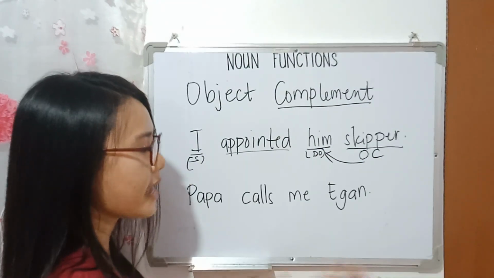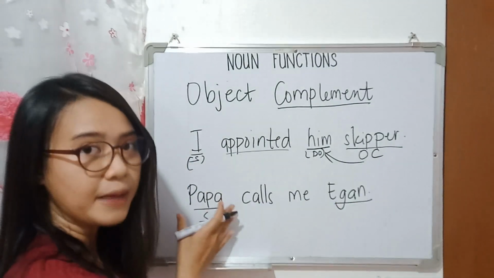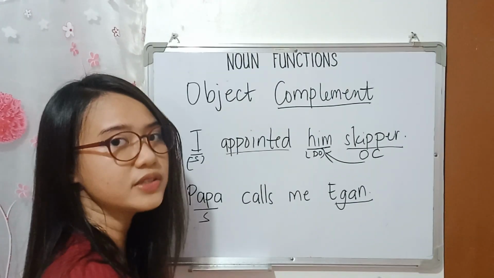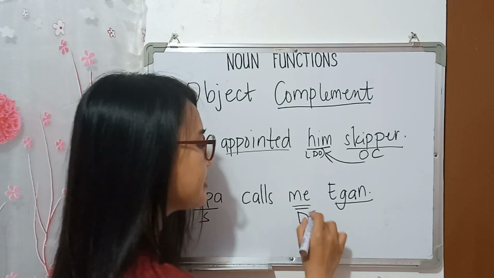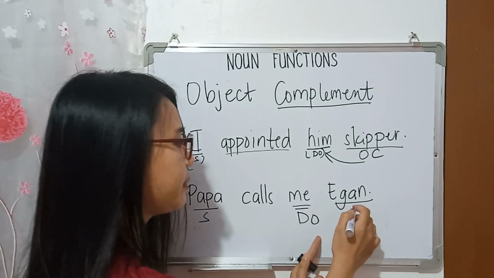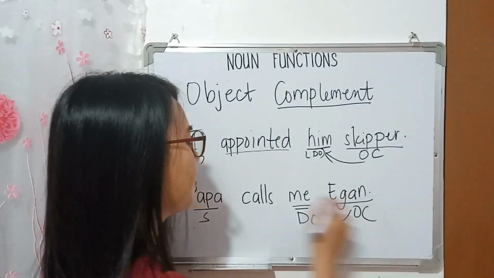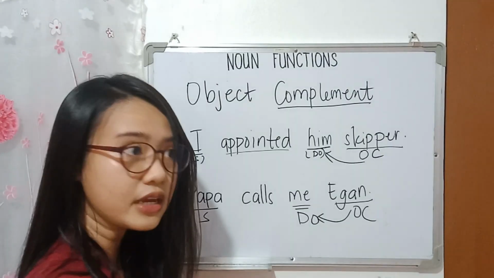Papa calls me Egan. We have here two nouns, Papa and Egan. Papa here functions as a subject. Papa calls whom? Who is called by Papa? Me. But it's not yet complete. This is our direct object. Now to complete the meaning of the sentence, we have here Egan. Papa calls me as what? As Egan. Now take note.